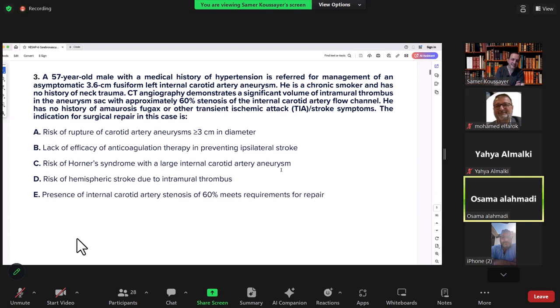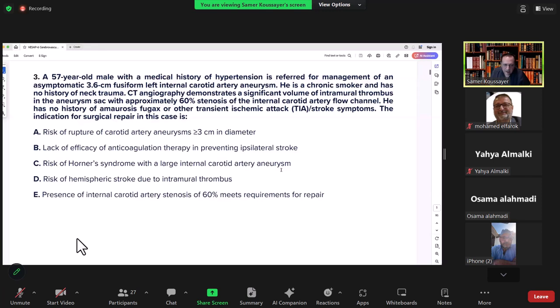Okay. A, risk of rupture of carotid artery aneurysm more than or equal to 3 centimeters in diameter. I don't think it's the right answer. Was the indication for surgical repair the risk of rupture? No, in this case, the indication for repair is the thrombus more than the risk of rupture. B, lack of efficacy of anticoagulation therapy in preventing unilateral stroke. Also, this is wrong. Why is it wrong? We don't have any study that looks at that to tell us that anticoagulation alone is enough.